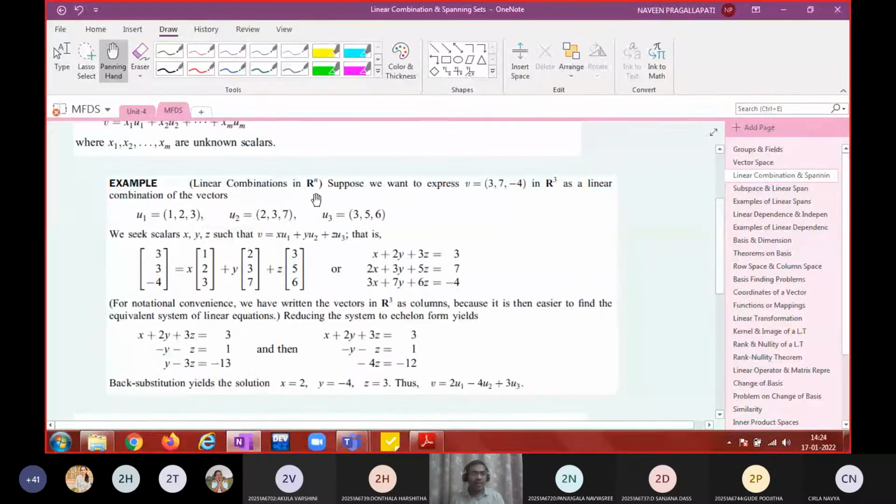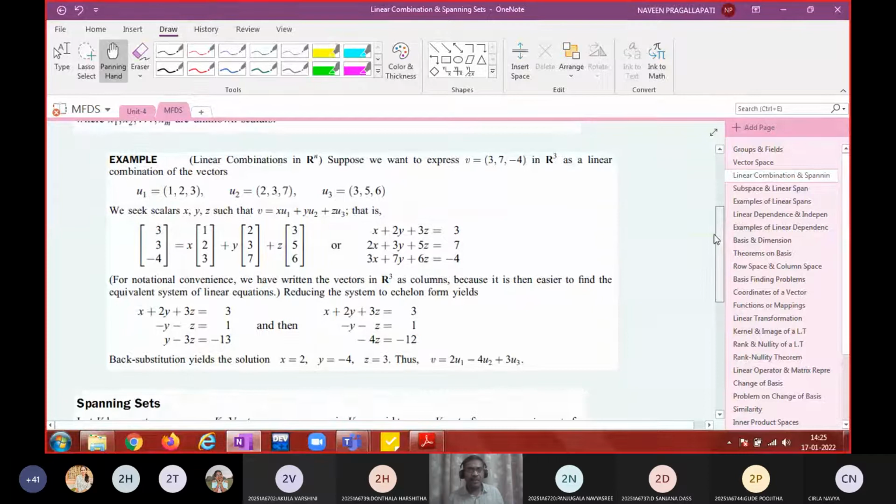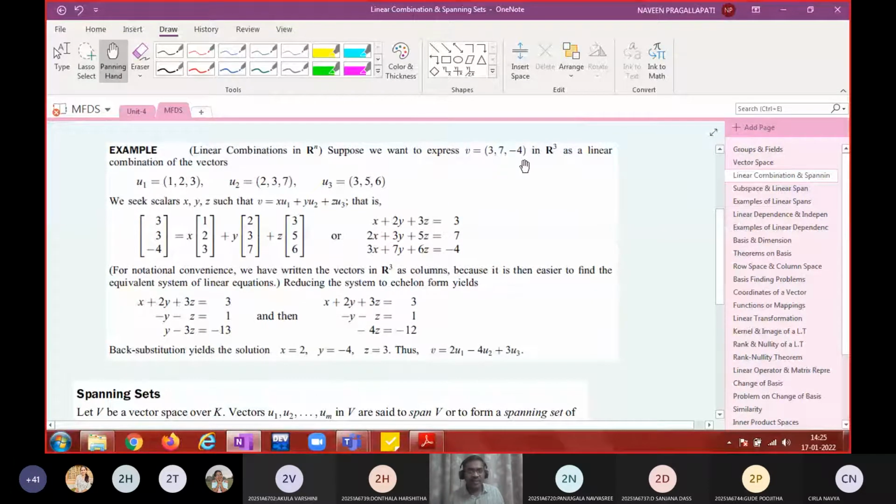Okay, for example, if you want to express a vector v as a linear combination of three vectors like this, that may or may not be possible. For a randomly given vector, whether expressing it as a linear combination of the given vectors is possible or not, we have to see. If that is possible, we'll say there exist such scalars such that the given vector can be expressed as a linear combination. Okay, so here we have to see. The vector (3, 7, minus 4) was asked to be expressed as a linear combination of u1, u2, u3. So the vector v is 3, 7, minus 4. That was written.